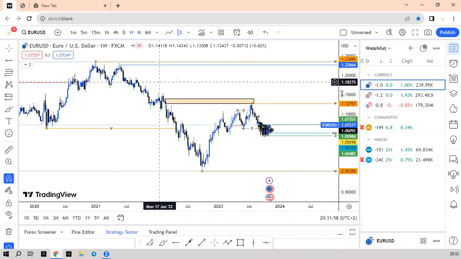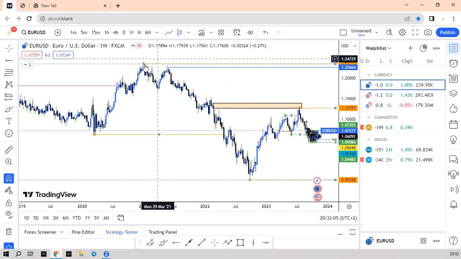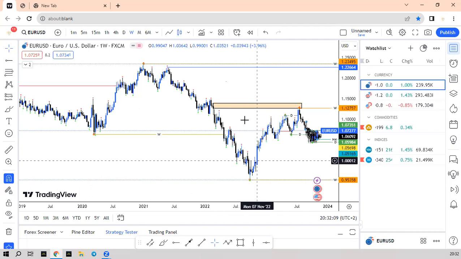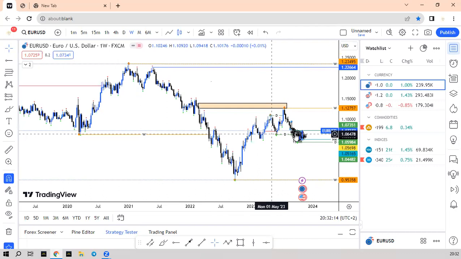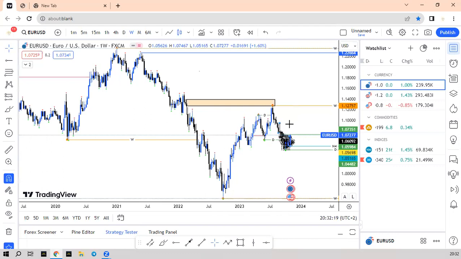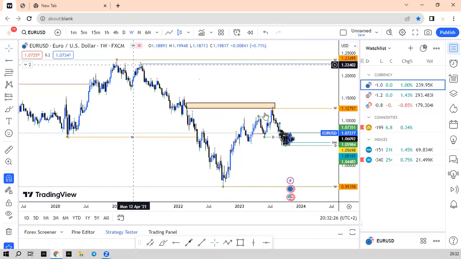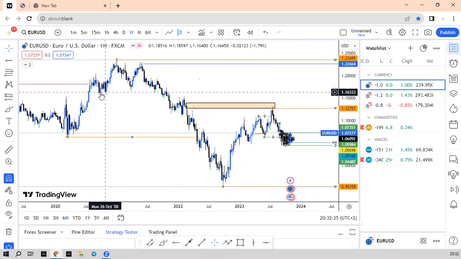So Euro USD, it's on a bearish trend. We have a strong high here. We have a high here. This is the low. So we're expecting price to further go down since it broke this structure here. We will see how we're going to be looking at entering this trade. But so far, we have a high, a low. We just confirmed this high. So we'll see what's going to happen here.